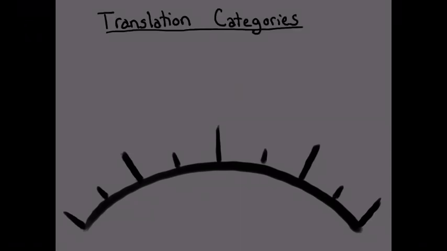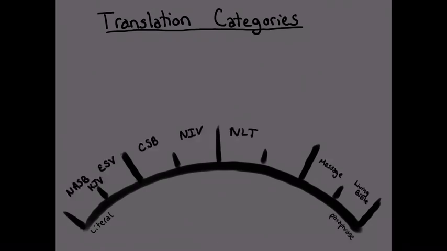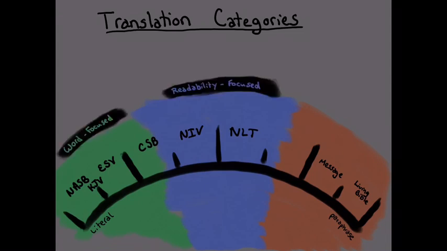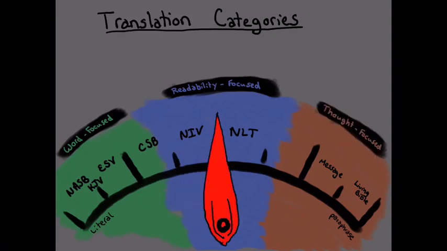For most of us, the hardest choice is balancing the faithful translation of specific words with the readability of the full text. This is where a translation philosophy chart is beneficial, where different translations are grouped into different categories. The categories I'll use are word-focused, readability-focused, and thought-focused. I would recommend your primary Bible translation be from the word or readability categories.